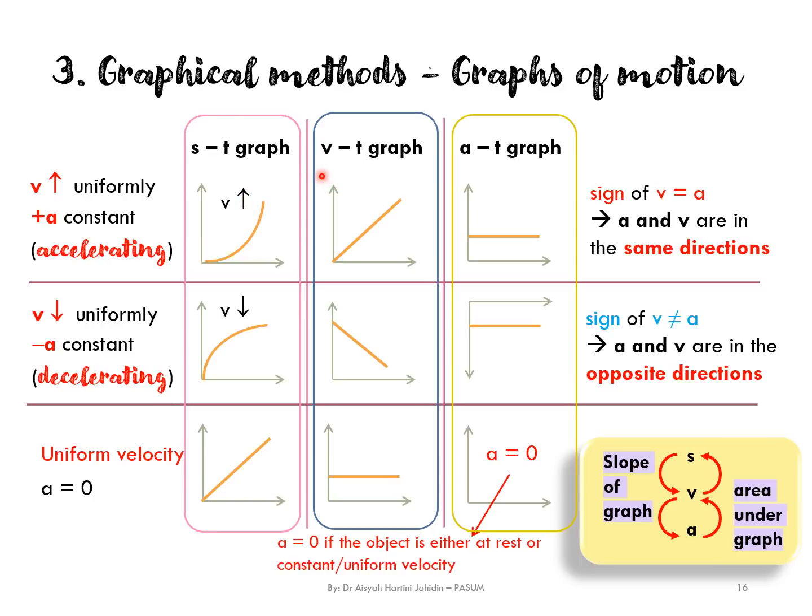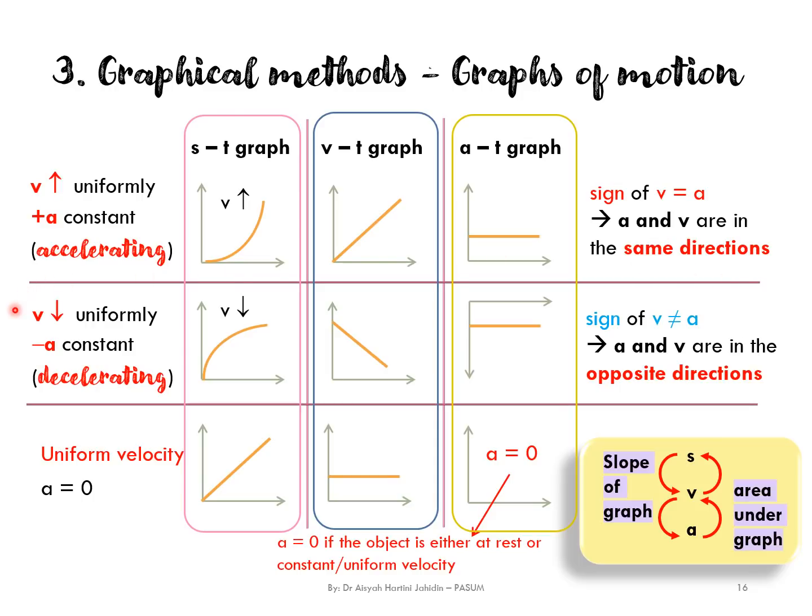When we move to the second graph, the v-t graph, as I said just now, v is increasing uniformly, so we will have a positive slope on the v-t graph. For the third graph, we will have a straight horizontal line for the a-t graph. It means that a is constant, and the graph is plotted on the positive side, which means that the directions of a and v are in the same direction.